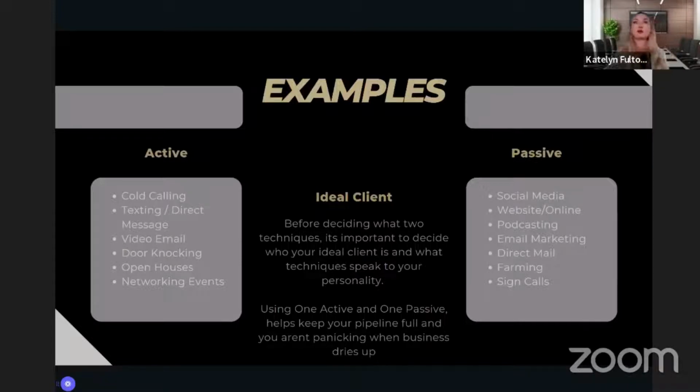It doesn't mean you can't do any prospecting. You just have to pick a prospecting activity that speaks to your personality. I know some cold callers that are great at it and they like it. Stick to it. I know door knockers love it. Keep doing it. If you're an introvert, you may resort to more direct messaging and online platforms versus the in-person. So using one active and one passive is really going to help keep that pipeline full so that you're not panicking when you're slow or when business dries up. You're always going to be talking to people every day.